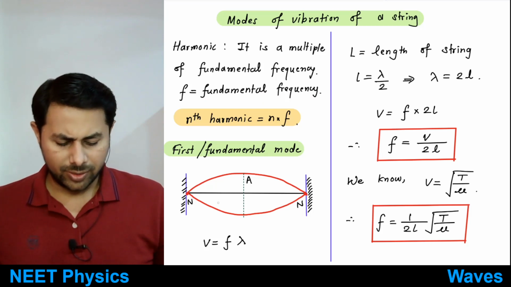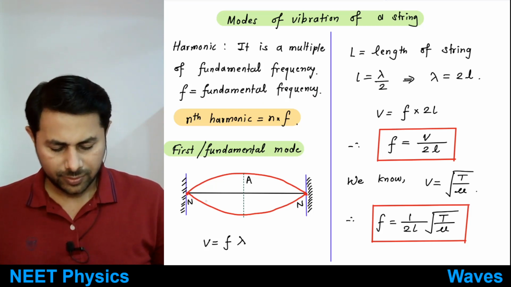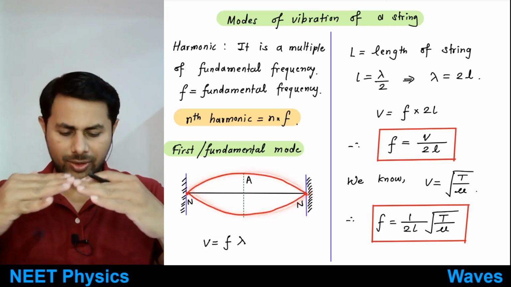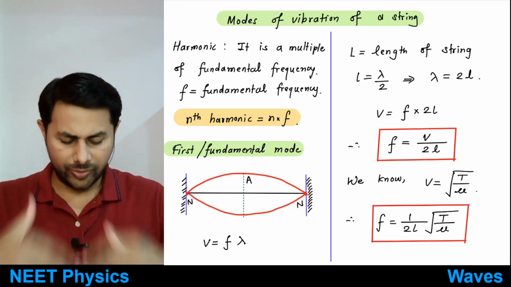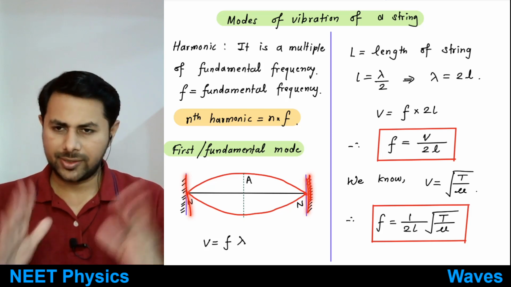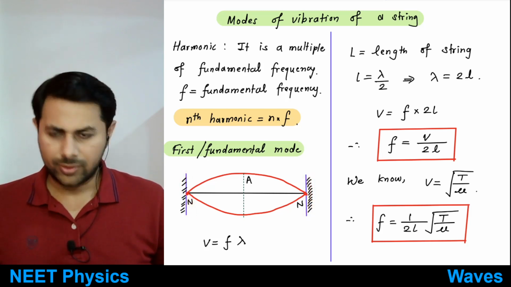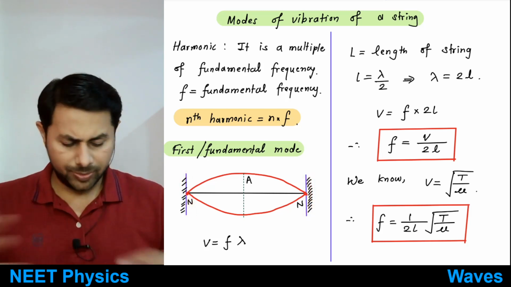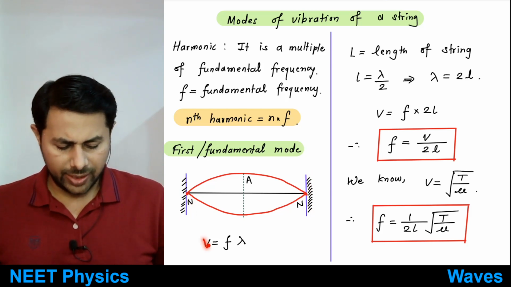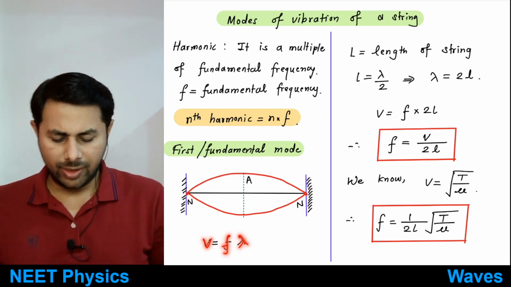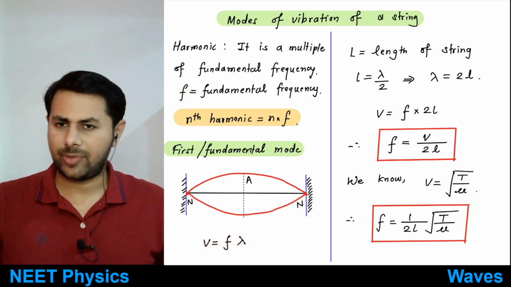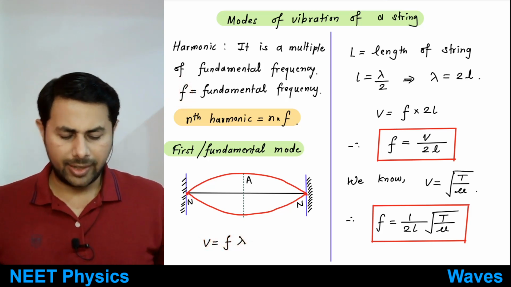Okay, so let's find it out. This is the fundamental mode. It will look like this. There will be only one loop formed between these two points. So the string will vibrate forming one loop, and then you have v equal to f times lambda. Suppose f is the frequency of the fundamental mode.